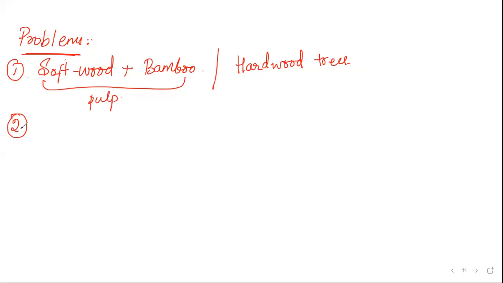Second thing is, because of the environmental concerns, the industry is not able to commercially run properly because of the environmentalists. Because of the environmentalists, the industrial activity is severely harmed.